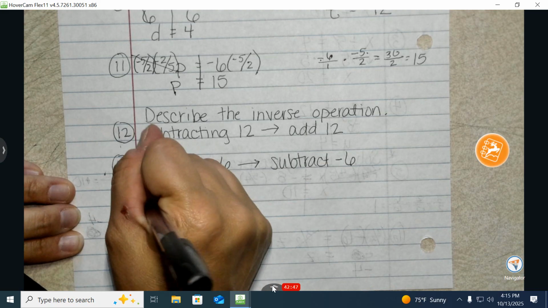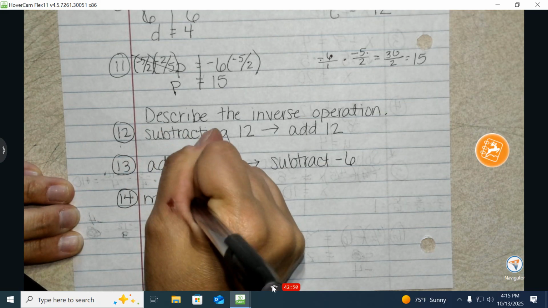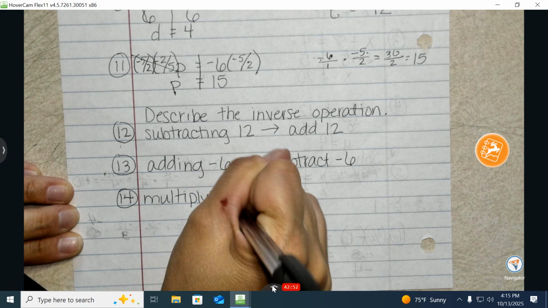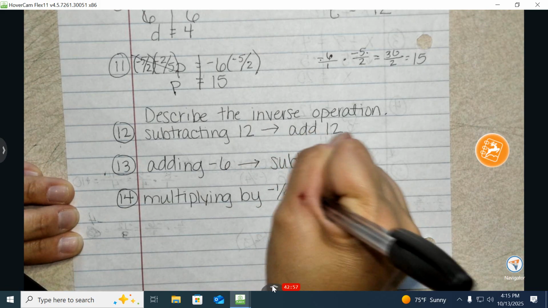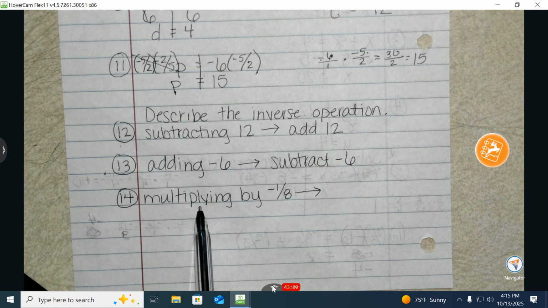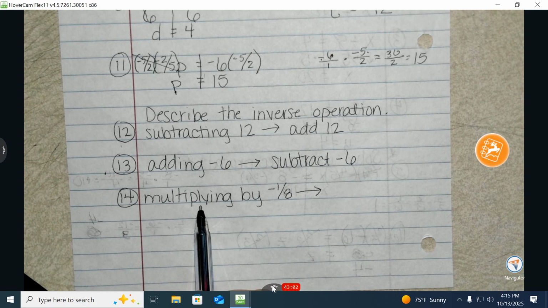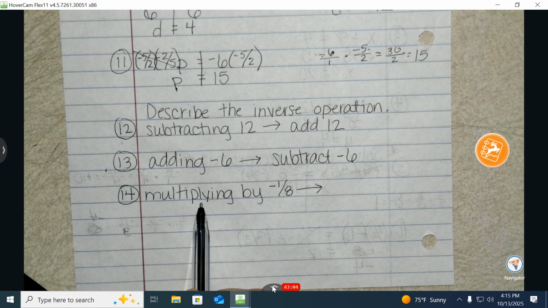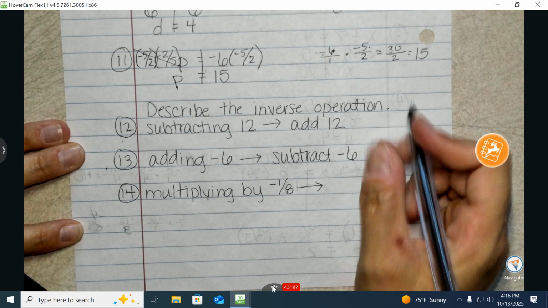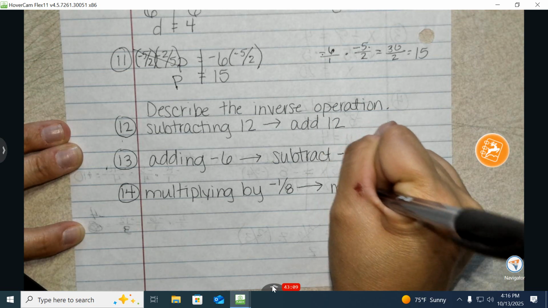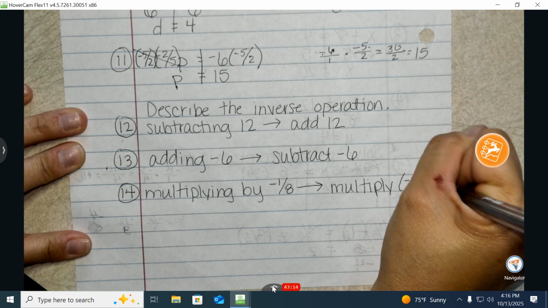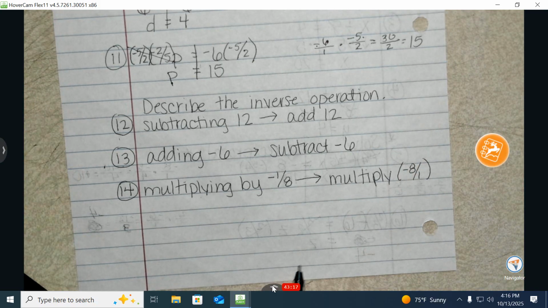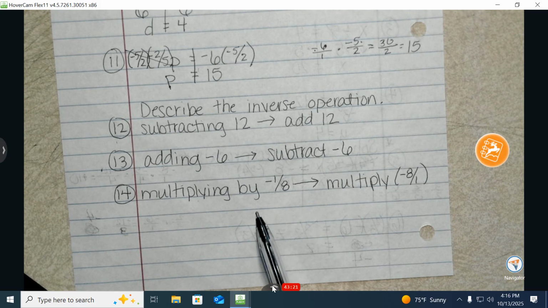Okay, multiplying by negative 1/8. The inverse of multiplying is to divide, but when you're dividing by a fraction, you do keep, change, flip. So you're going to multiply by negative 8 over 1. So you multiply by the reciprocal.